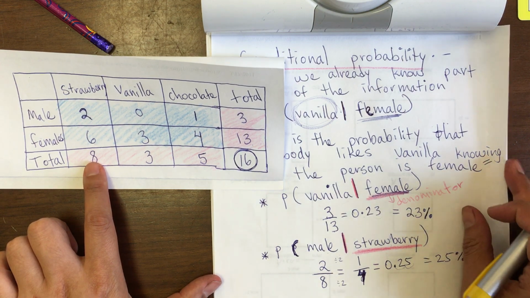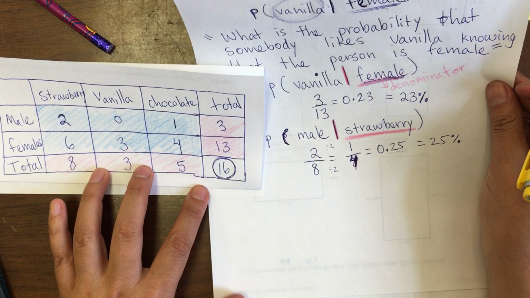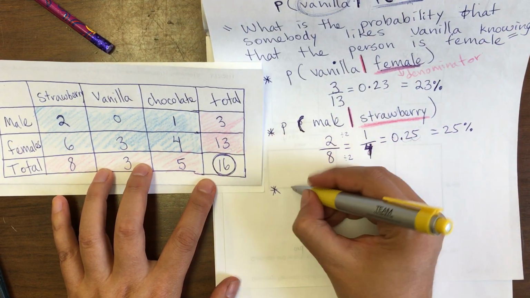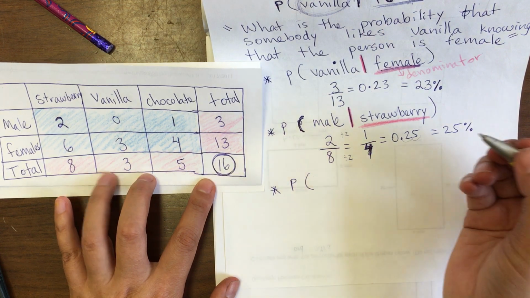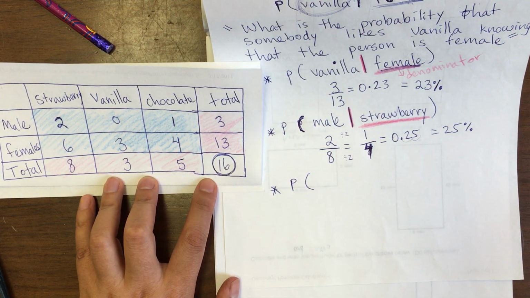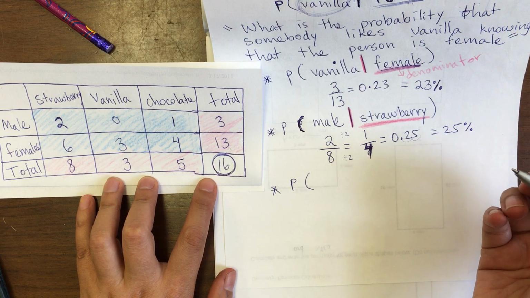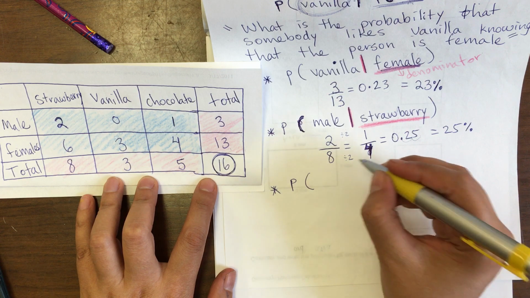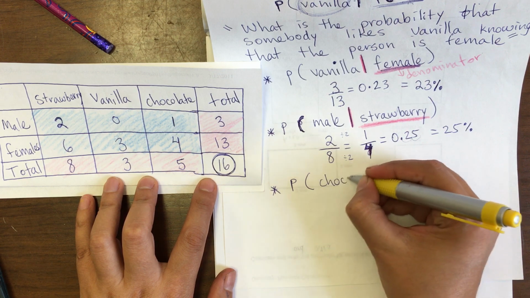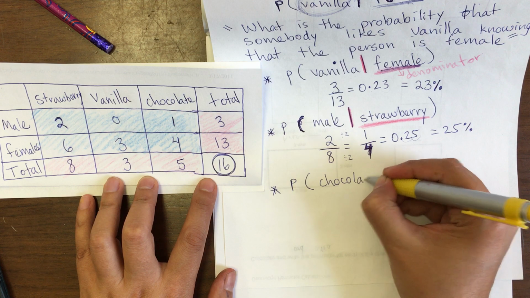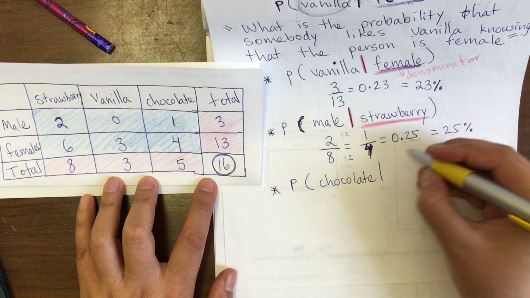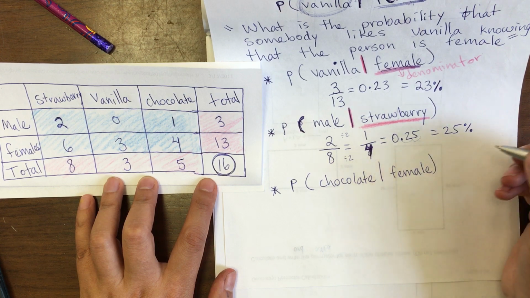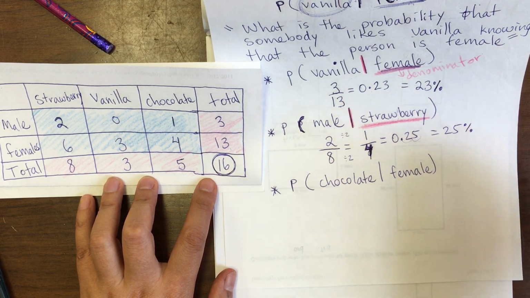I think I want to do one more example just to make sure, because out of the 3 types of probability, this is the one that is a little bit more confusing. So let me make up one right now. What is the probability that somebody likes chocolate knowing that the person is female? I guess I should have put male, but that's okay.